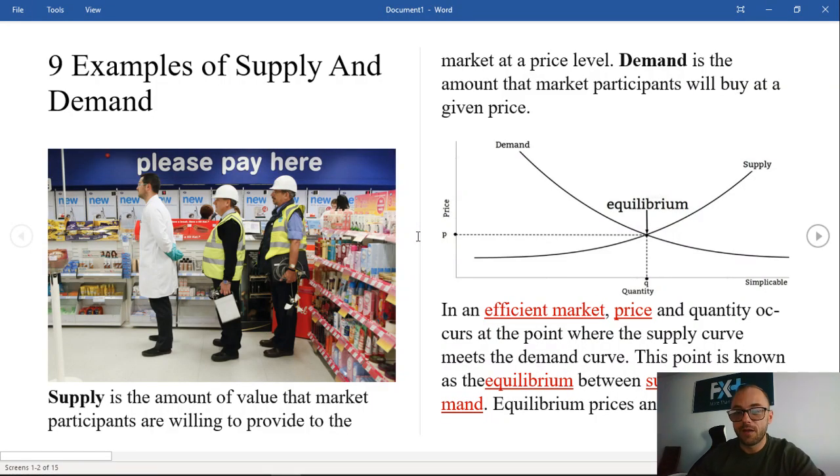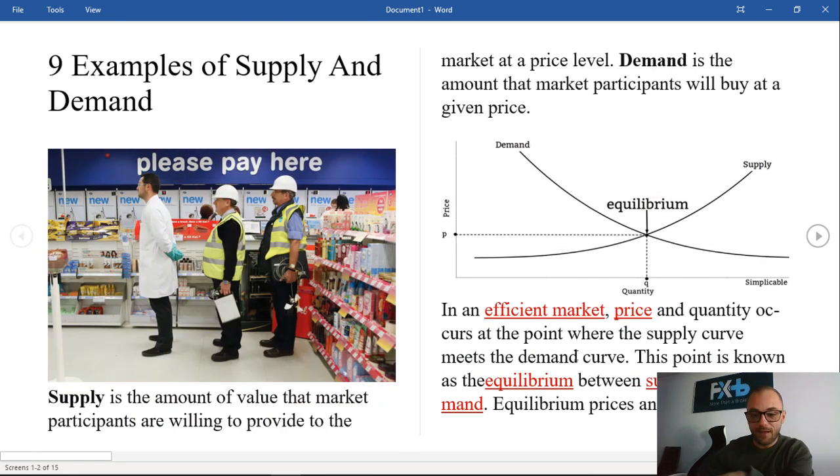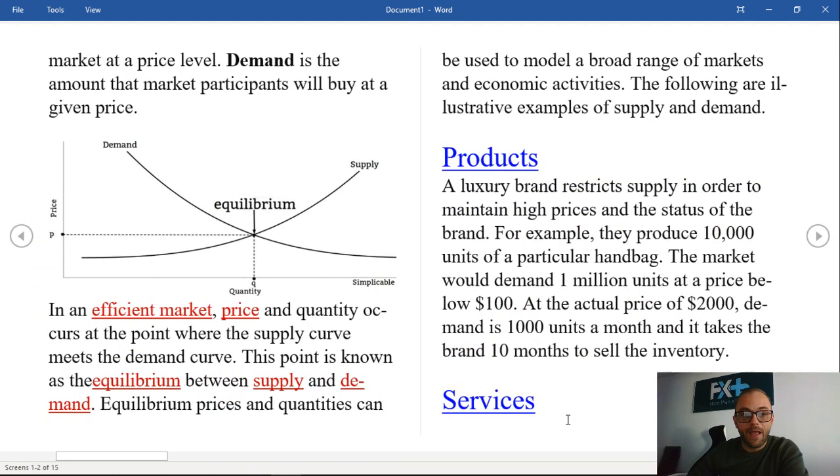So we've already established what supply and demand imbalance is from a microeconomic perspective. It is the core of price determination models when it comes to any asset in absolutely any market. Moving forward, as we already discussed, we have the equilibrium between supply and demand. Equilibrium prices and quantities.